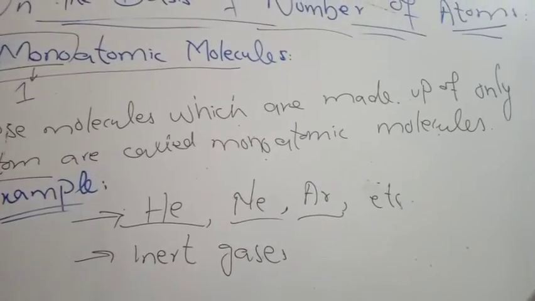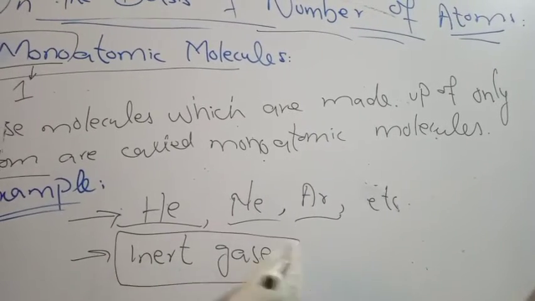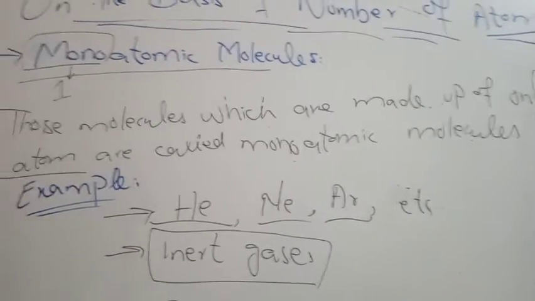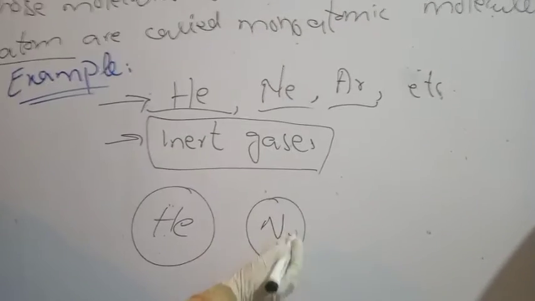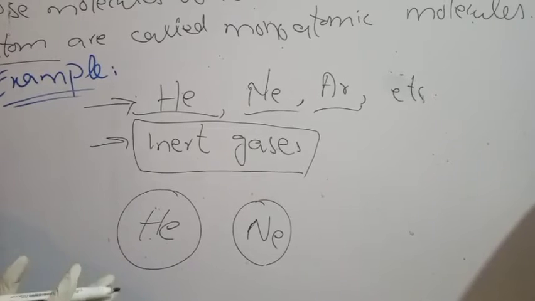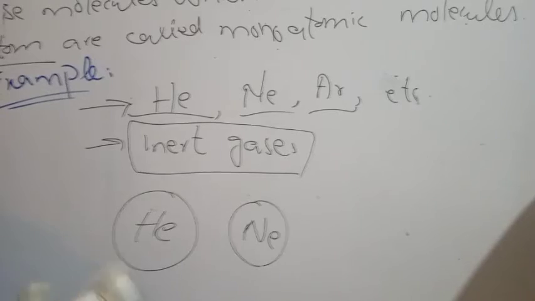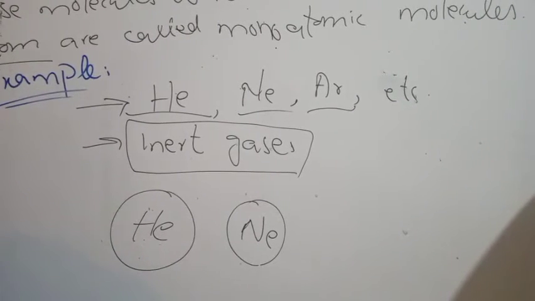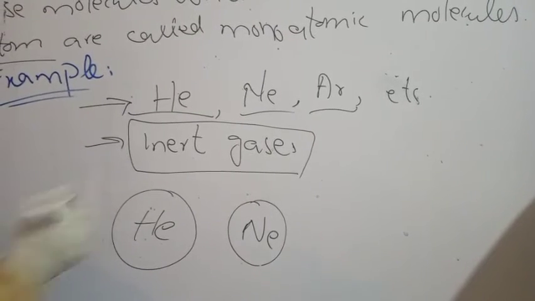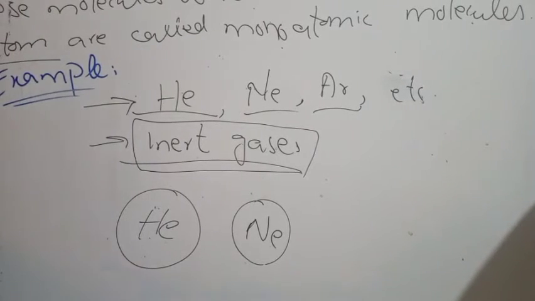Students, keep this point in your mind: all the inert gases are monoatomic molecules, because helium exists free in nature, and neon can also exist free in nature. It means there is no need for them to bond with other atoms. So all the inert gases are examples of monoatomic molecules.